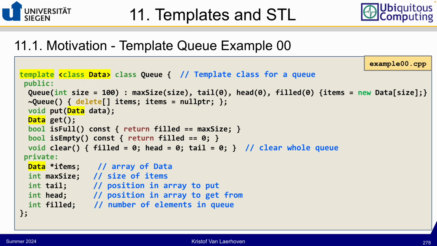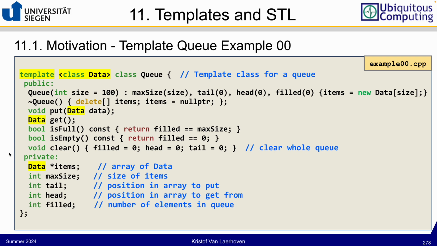So we'll have exactly what we had before, but instead of our integer, we have data everywhere. And if we want to have a queue of characters or a queue of doubles or a queue of any type of other class, this would still work. Okay, so this is the template class that we then created.